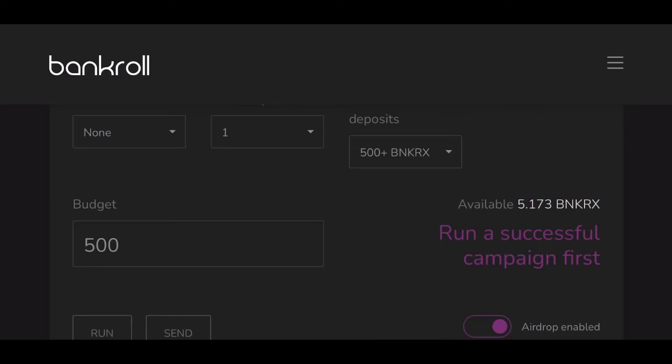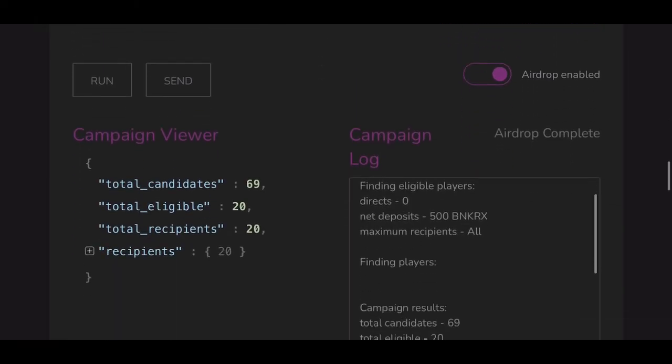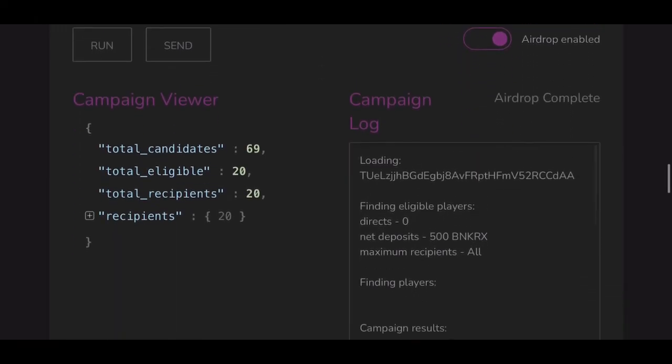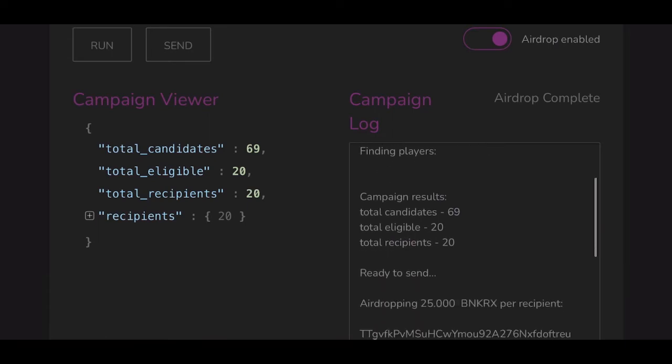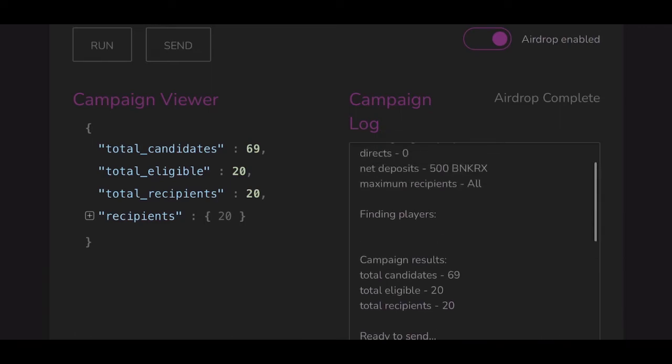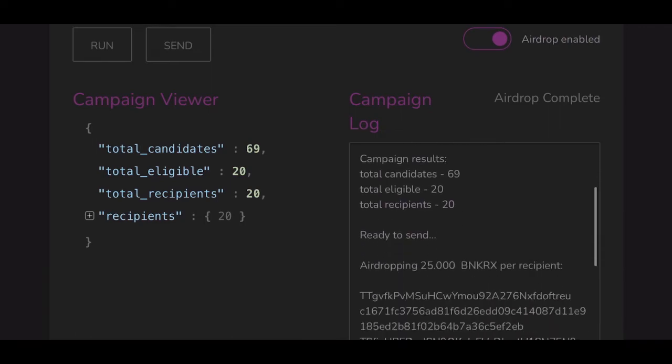So make sure you have enough Tron, or say at least have about 500 Tron before running a campaign. And then once the campaign is run, you can have a look at the campaign logs. So, campaign results, 69. Total eligible were 20. So 20 people eligible according to these constraints. Total recipients 20. Ready to send.